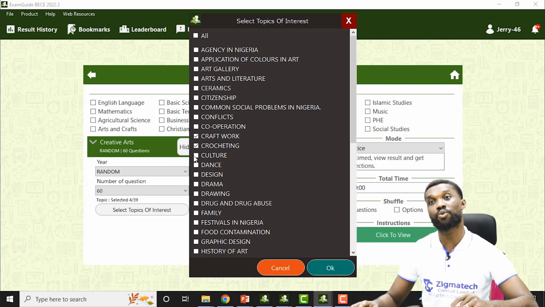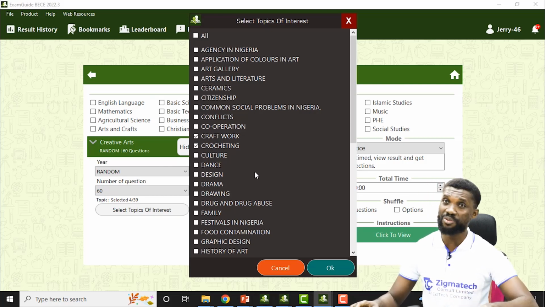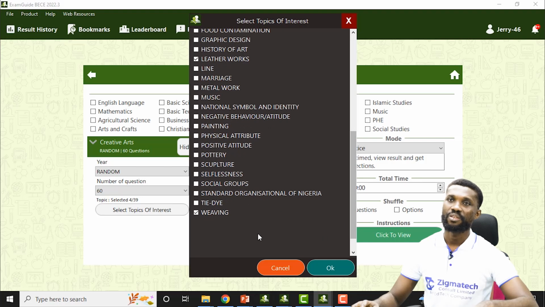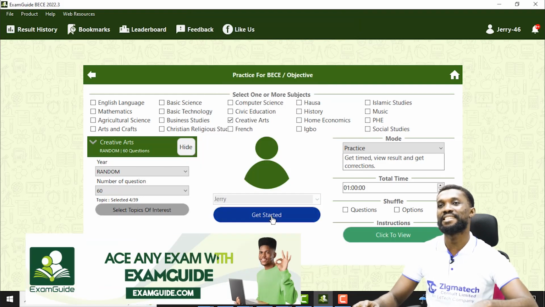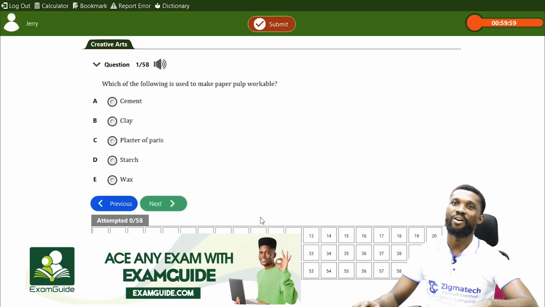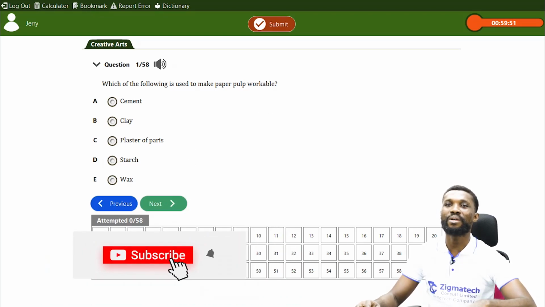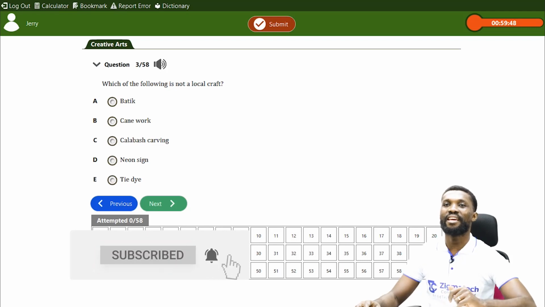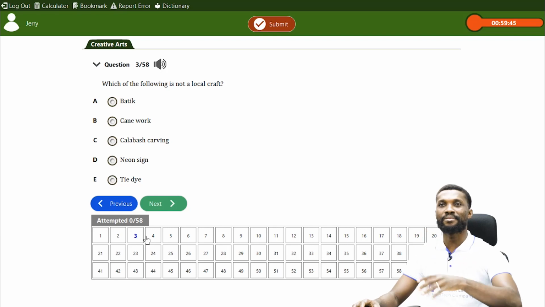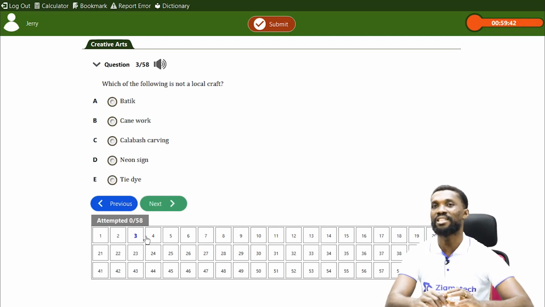On that craft, we also talked about crocheting, because we are talking about utilization of local materials. Apart from that, we also looked at weaving, and we also talked about leather work. Maybe in a subsequent class, we'll also look at leather work. All right, so now you click OK, and let's get started. Which of the following is used to make paper pulp workable? That is not really related to what we're doing, but let's just see question 3.